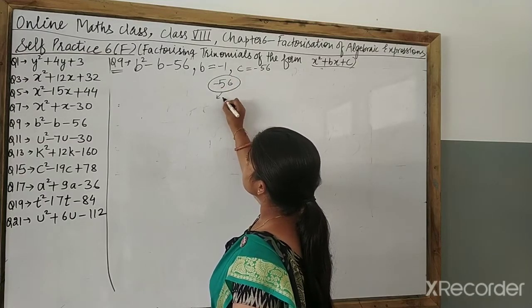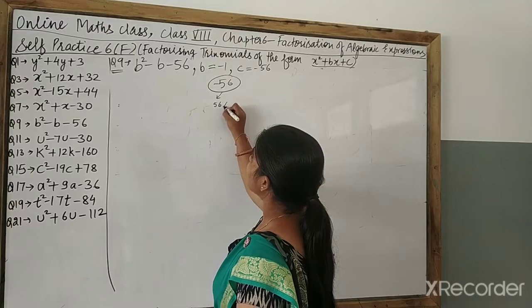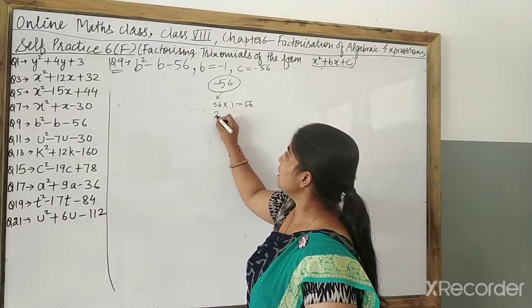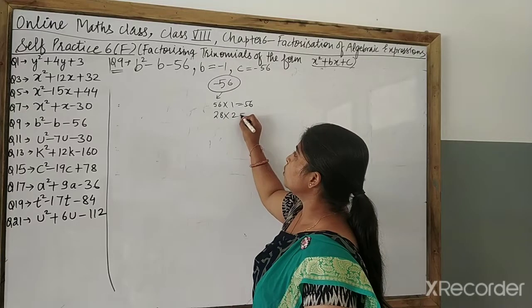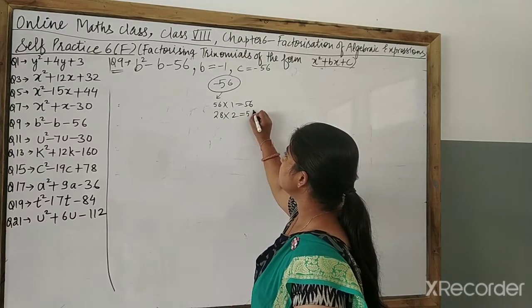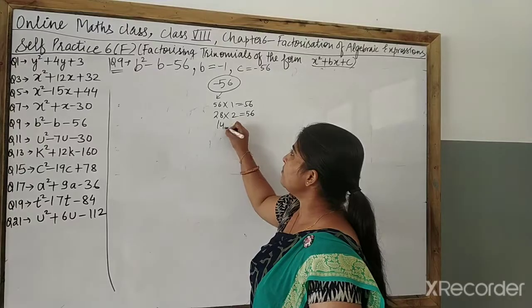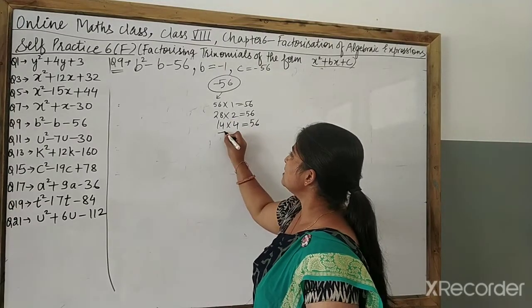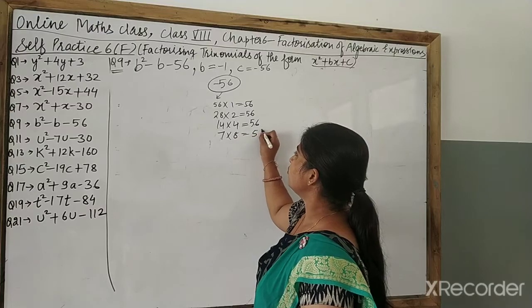Okay. So split minus 56 so that you get minus 1. So first process is 56 multiplied by 1. That is 56 we will get. Okay. 28 multiplied by 2. That is also 56. Okay. Then 14 multiplied by 4 is also 56. Okay. Then 7 multiplied by 8 is also 56.